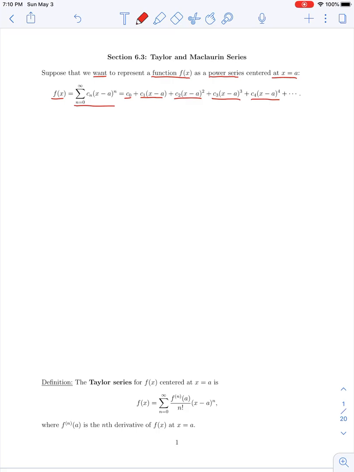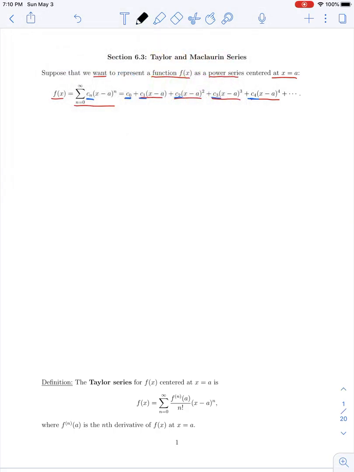So what we need to find here are the coefficients of this power series. What are the values of c naught, c1, c2, c3, c4, and so on? Or more generally, what is the general coefficient, c sub n, such that we could represent this function f of x in terms of that power series. So in order to do this, we're going to evaluate the function and some of its derivatives at a, and that will allow us to solve for these coefficients.